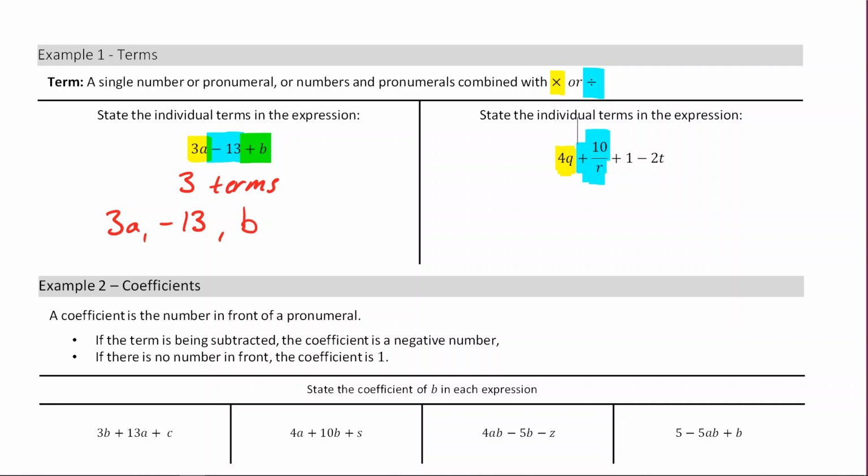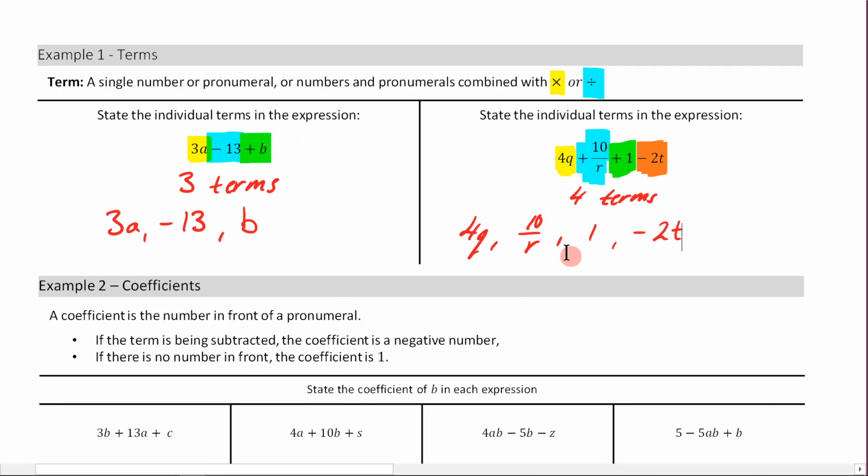The next one that we have is plus 1. So that's just a constant. And then lastly, we have minus 2t. Again, take note of the fact that I'm including the sign in front of it. So that means altogether I have 4 terms. And the 4 terms are going to be 4q, 10 over r, positive 1, and negative 2t.